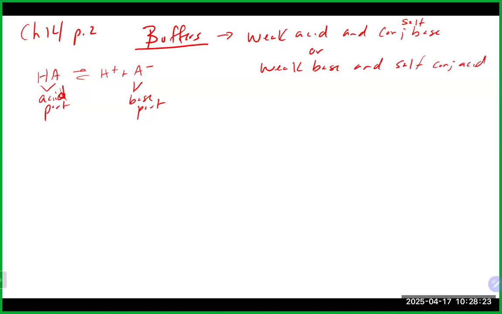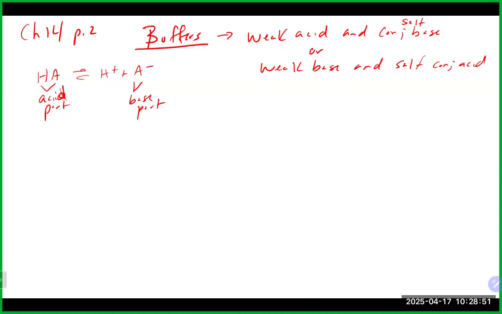So again, a reminder that a buffer, if it's created correctly, will be able to maintain the pH it's at and not see really big jumps in pH when you add additional acid or base to it. You will probably see small movements of the pH, but the pH won't, for example, go from a pH of 9 all the way down to a pH of 2.